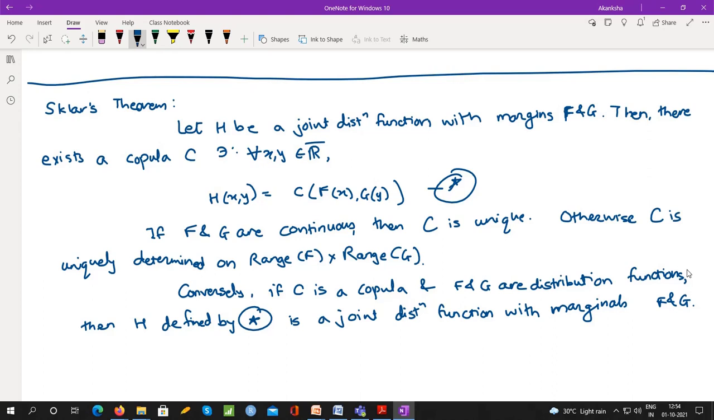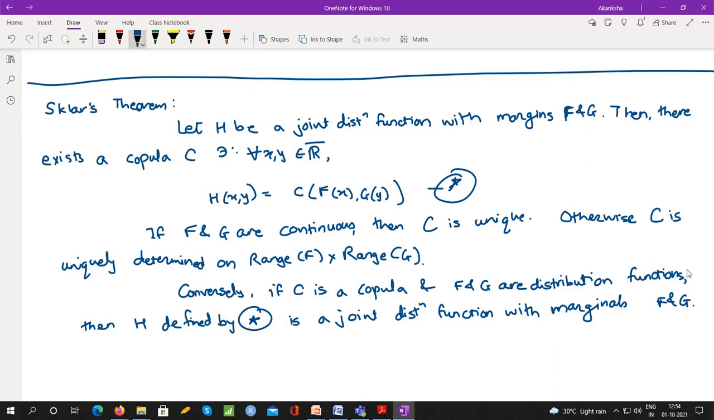So not just existence but uniqueness is also there. But sometimes F and G need not be continuous. If your X and Y are discrete random variables or mixed random variables, then F and G will have some mass at some points, so they won't be continuous, there will be left discontinuity. But still, in that case also, you can uniquely determine C on range of F cross range of G.